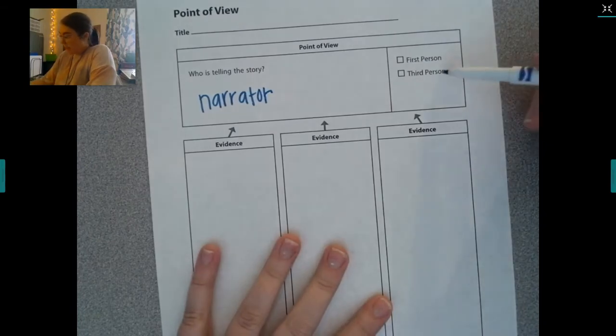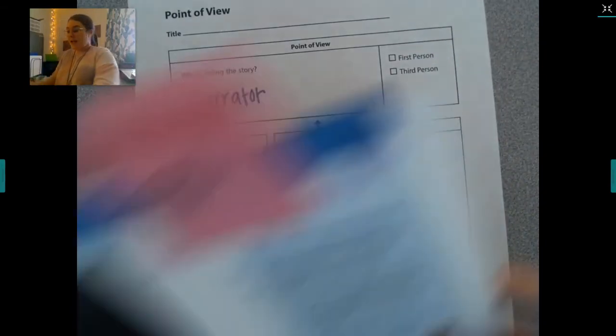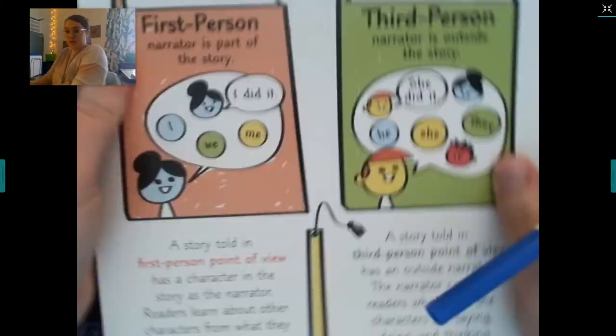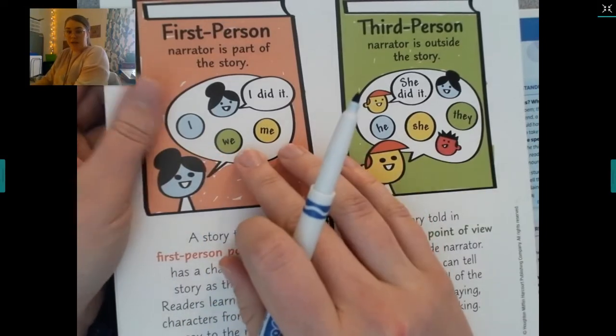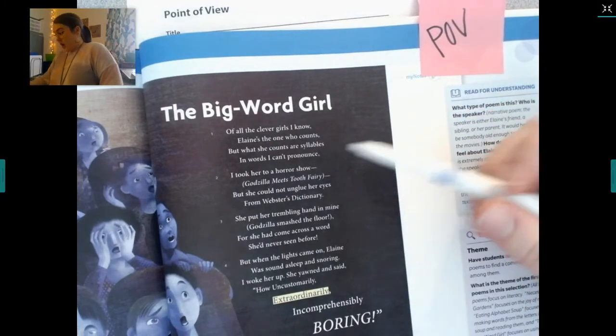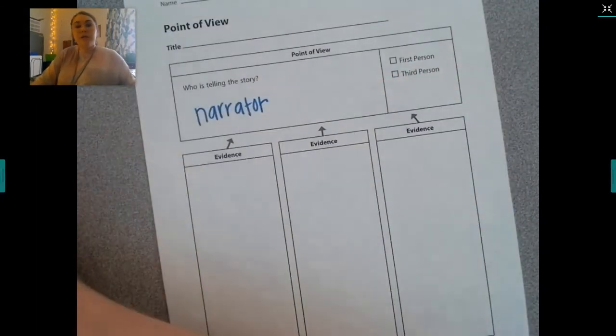Let's look at this one. Is this first person or third person? Guess what I noticed? It had the keywords for both first and for third. So first person is I, we, me. Third person is he, she, they. So I noticed it has I, she. Oh my gosh, her. Guess what? A lot of kids would say, oh, it's both.